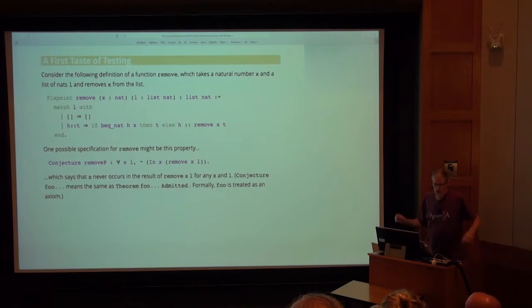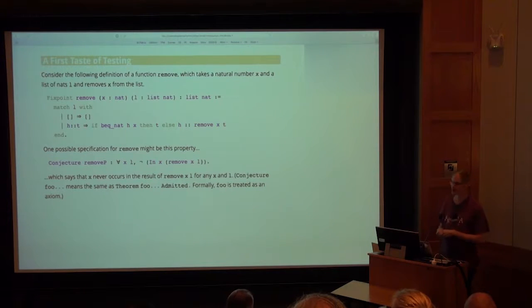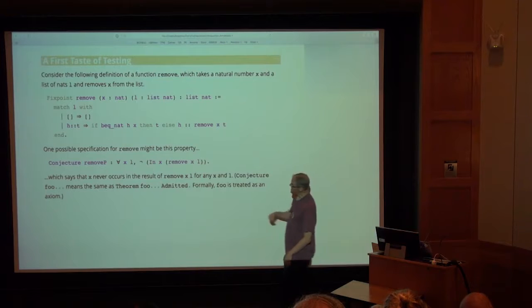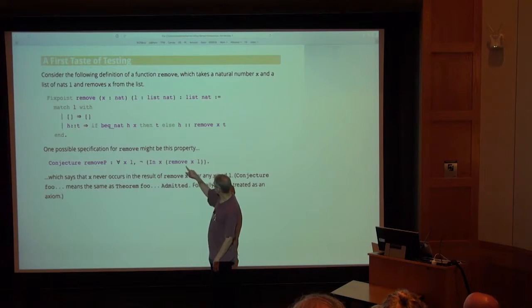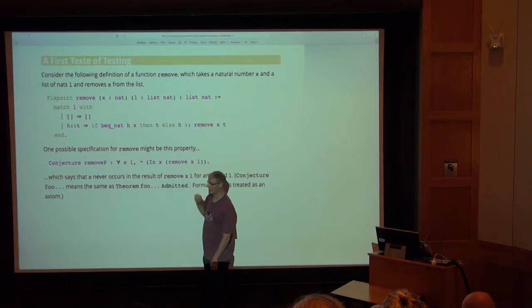So suppose we define a function, let's call it remove, that takes a number and a list of numbers and removes that number from the list. We might write down a conjecture about it that says once you remove x from L, x is not in the result.